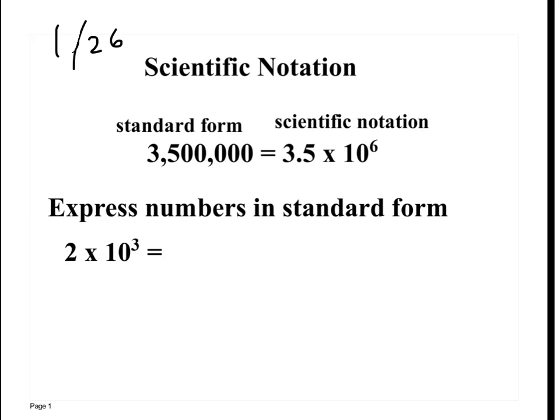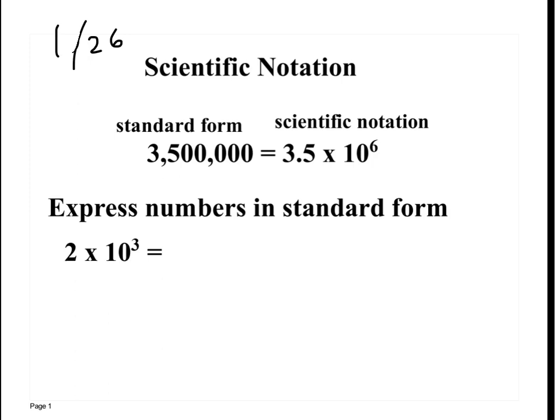We're doing scientific notation. This is what standard form looks like. That's 3,500,000, also known as 3.5 million. If you ever hear someone say that on the news, 3.5 million, that's what that looks like. It's 3,500,000. You'll hear 1.25 million. That's 1.25, which is 1,250,000.